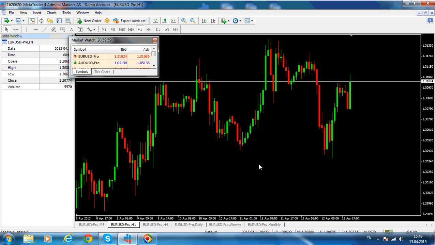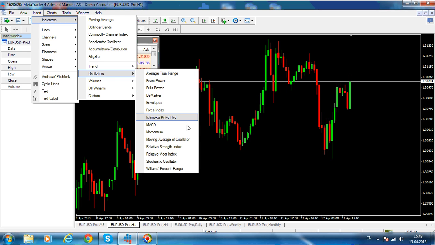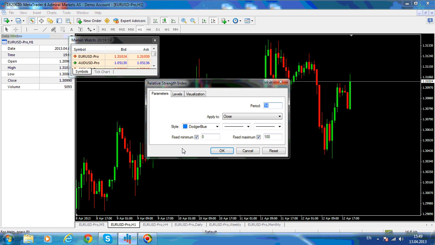Still at the second chapter dealing with the oscillators, and this is going to be the recording that deals with the most famous oscillator of them all and presenting the relative strength index, the RSI. If you click Insert, Indicators, Oscillators, and choose the Relative Strength Index in here, so this is the famous relative strength index.